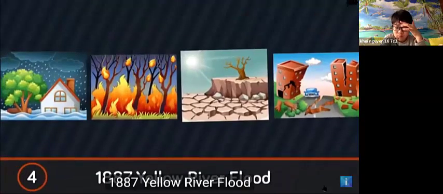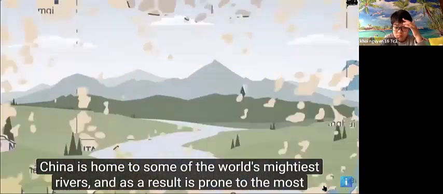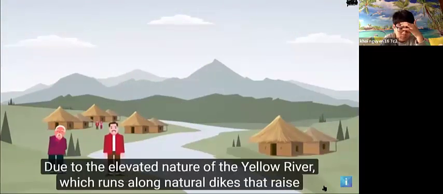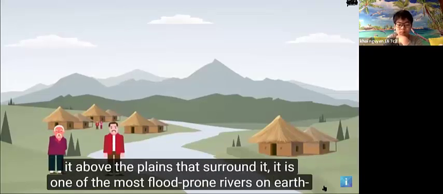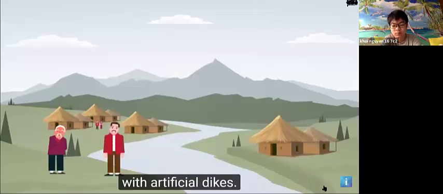4. Yellow River Flood. China is home to some of the world's mightiest rivers, and as a result is prone to the most catastrophic floods in history. Due to the elevated nature of the Yellow River, which runs along natural dikes that raise it above the plains that surround it, it is one of the most flood-prone rivers on Earth, a fact well known by the local Chinese, who for millennia reinforced the banks of the rivers with artificial dikes.